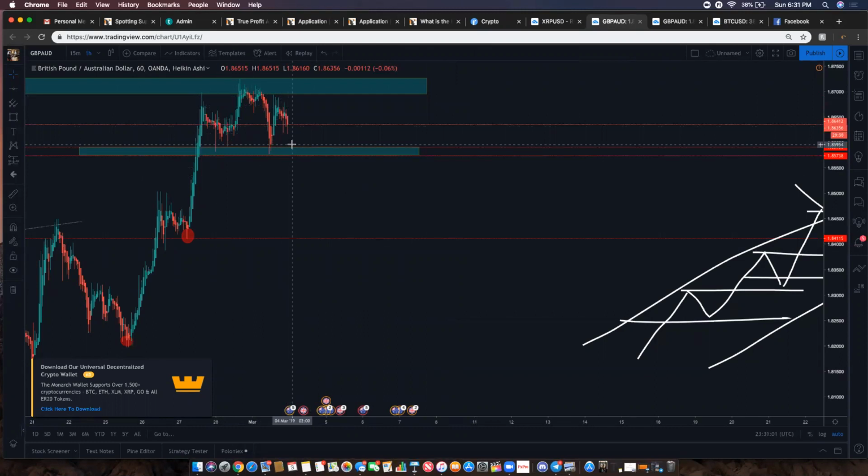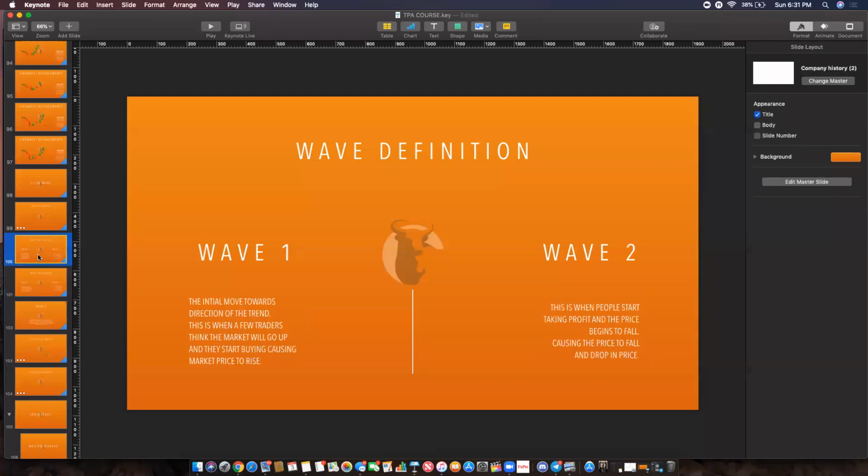So now we're going to talk about corrective moves. So now you understand what each wave means. Wave one, this is when the market makes its initial move. Same thing goes as we're looking for the market when it's going down. We'll look at that example next. But here's wave one and wave two.